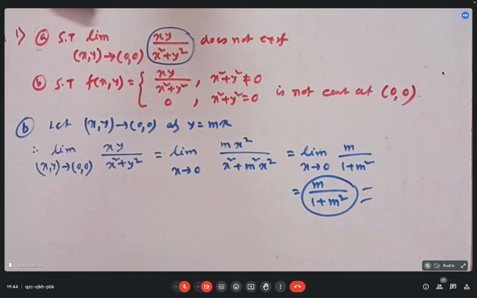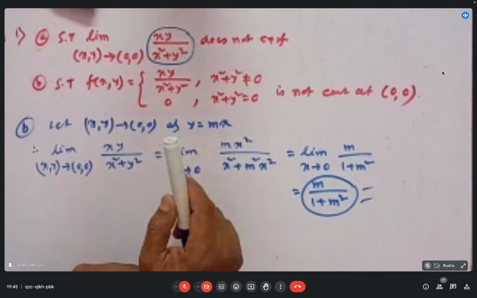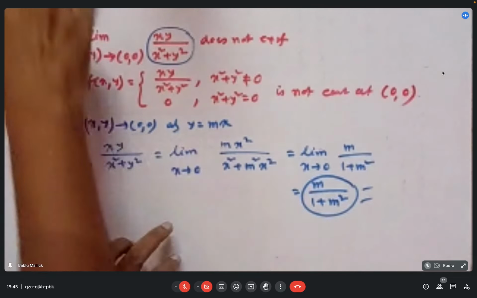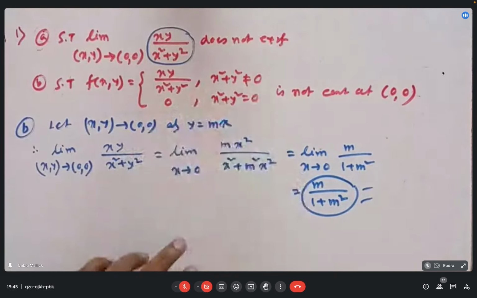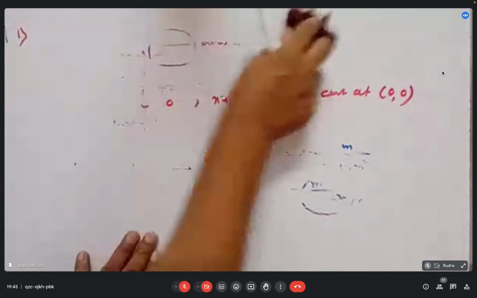And hence f(x, y) is not continuous at (0, 0). So that means if we do a problem of continuity, then you can do it using limits. Next question, number 2.